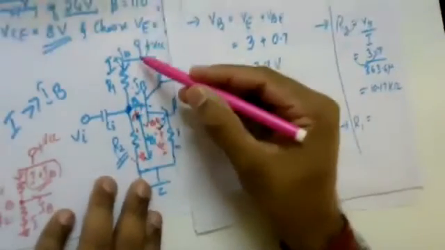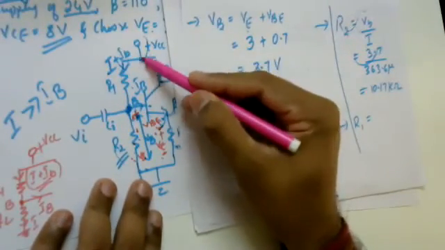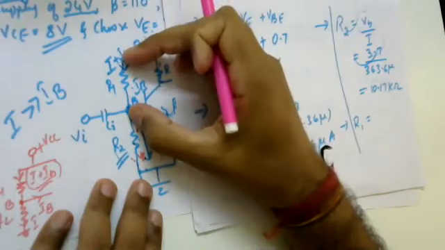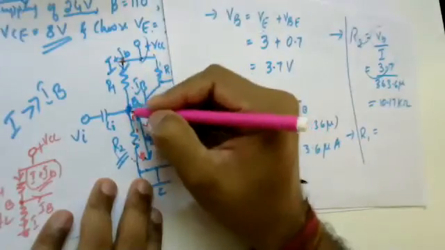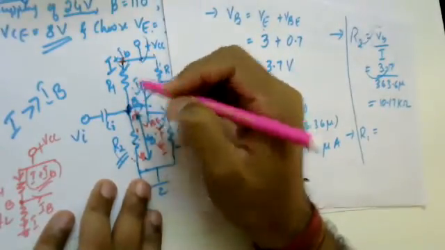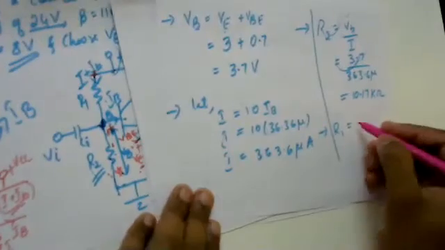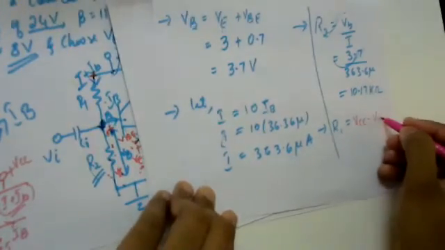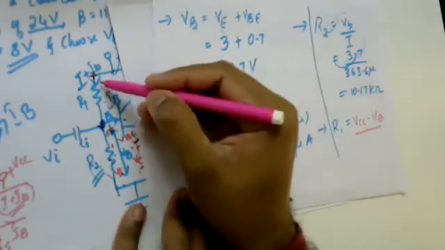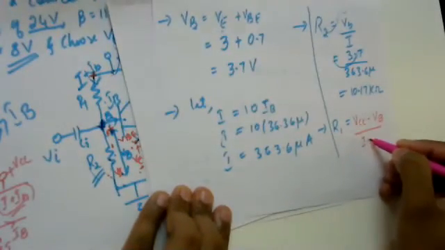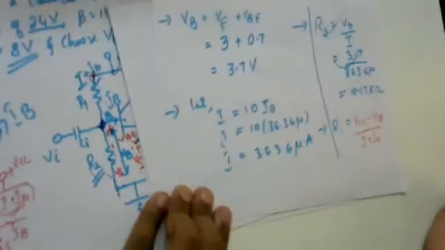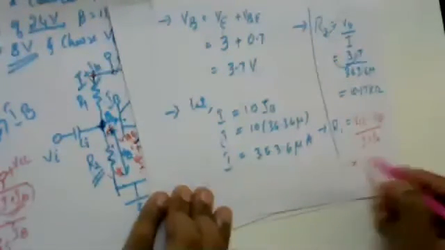Then I can write the equation for R1 as a voltage drop. Since VCC is at higher potential, the voltage drop across this resistance is such that this end is at a potential of VCC and this end is at a potential of VB. So my equation will be VCC minus VB divided by the value of the current flowing through this resistor, which is nothing but I plus IB.